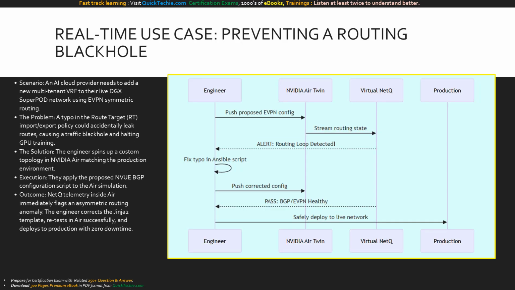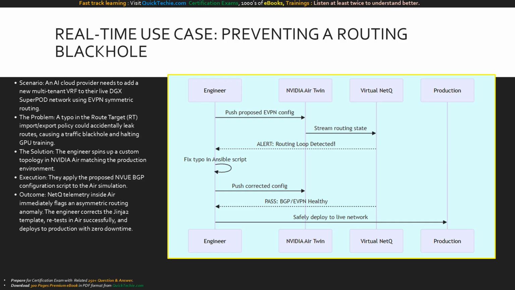Let's look at a real-time, high-stakes use case. You are an engineer managing an AI cloud provider's DGX SuperPOD. You need to provision a new multi-tenant VRF using EVPN symmetric routing. The problem: BGP route targets are complex. A single typo in your import or export policy could cause a routing black hole, instantly halting active GPU training jobs. You cannot risk doing this live.